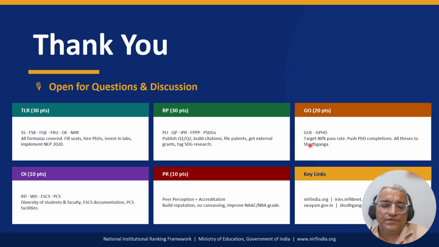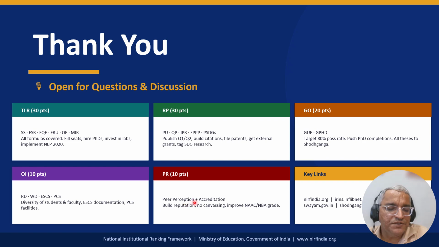GO is graduate outcomes. The target percentage should be 80% of the students passing within the stipulated time to score the full marks. For PhD completion, all the theses should be uploaded on Shodhganga. Outreach and inclusivity has 10 points, where regional diversity, then women diversity, economically and socially challenged students, how many of them receive tuition fee waiver, and physically challenged students, whether facilities are available on campus.